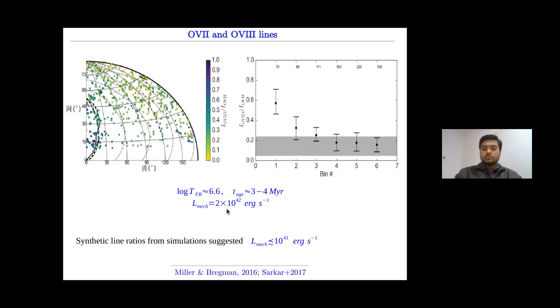So the mechanical luminosity must be about 2 times 10 to the 40 to 2 times 10 to the 42 ergs per second. We also did some simulations and found synthetic line ratios, and the simulation says the mechanical luminosity must be less than 10 to the 41 ergs per second, and you can still produce this line ratio. If you have more luminosity, the line ratios become even more than 1. So this is within an order of magnitude. These two estimates are really consistent, but it sets a limit on where the luminosity can be because of the temperature of the oxygen 8 and 7 emitting gas.